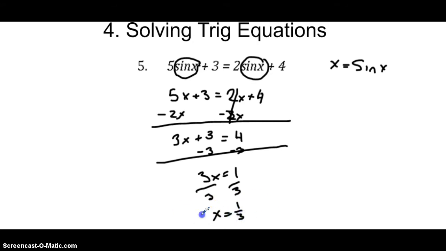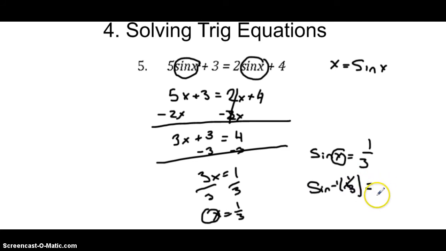Now, we're not done because x is not x. Remember, it's sine of x. So we'd say the sine of x is equal to 1/3. Now, since we're looking for the angle, what do we do? That's right, the inverse. So we do the sine inverse of 1/3 is equal to, and we just put that in the calculator. Oh, let's try to do that. And that just gives us 19.47 degrees. All right, so we just solved for that one.